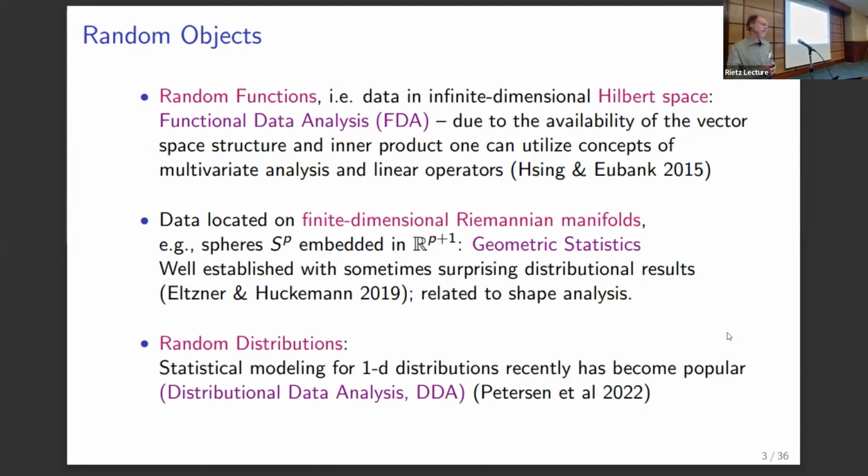Now, a third class of random objects are random distributions. This is an area that has been coming up in the last 5 years, I would say, only from a statistical perspective. That is, which means you have a sample of such random distributions. And there's the emerging field of distributional data analysis. Petersen, one of my collaborators featured in the beginning, has a review paper in 22, which details some features of that. This is particularly of interest for one-dimensional distributions, not so much for multivariate distributions.